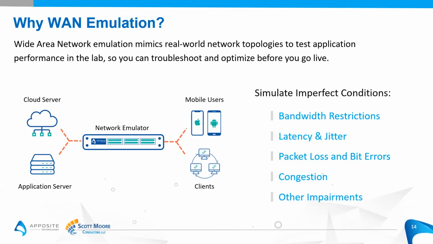Using one of our devices, one of our WAN emulators, we're going to allow you to mimic real-world networks and topologies, and you can test performance, you can troubleshoot, you can fine-tune, and you can optimize before you go live. So our WAN emulators have over 26 different network impairments to offer. Some of the more recognizable are bandwidth restrictions, latency and jitter, packet loss, bit errors, congestion, and network outages.